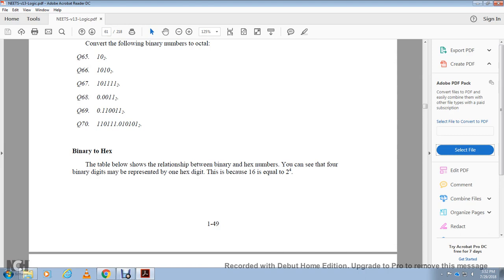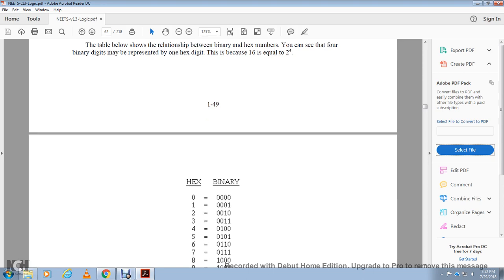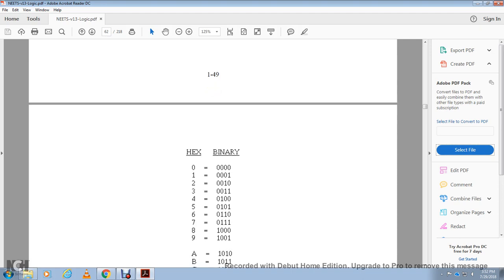Alright, binary to hex. The table below shows the relationship between the binary and hex numbers. You can see that 4 binary digits may represent 1 hex digit. This is because 16 is equal to 2 to the 4th. 0 is equal to 0000 binary, 1 is equal to 0001, 2 is equal to 0010, 3 is equal to 0011, 4 is equal to 0100, 5 is equal to 0101, 6 is equal to 0110, 7 is 0111, 8 is 1000, and 9 is 1001.